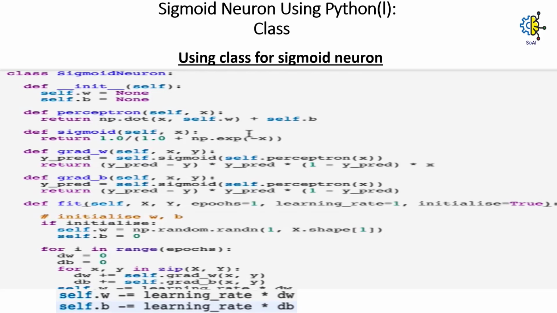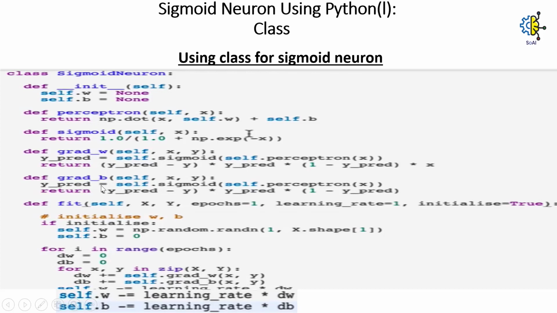And when we move to the next function, which is the grad_w function with parameters self, x, y, here y_pred is equal to self.sigmoid with the parameter self.perceptron of x. It will call the above function, and after that when the value is returned, it will store it here, and this function is used here to return a value which we are going to use further.